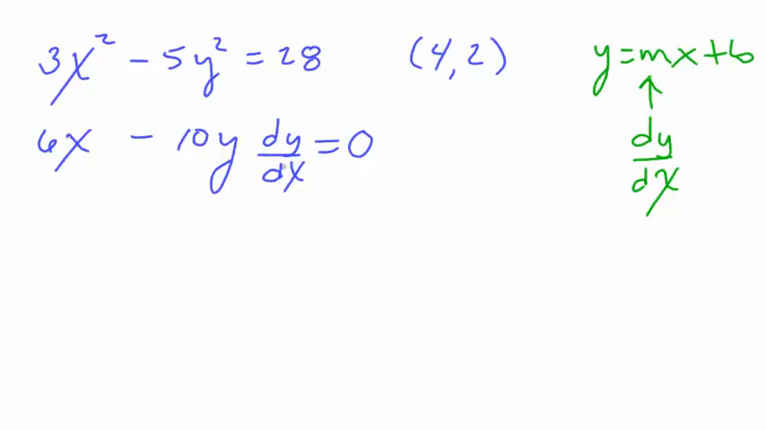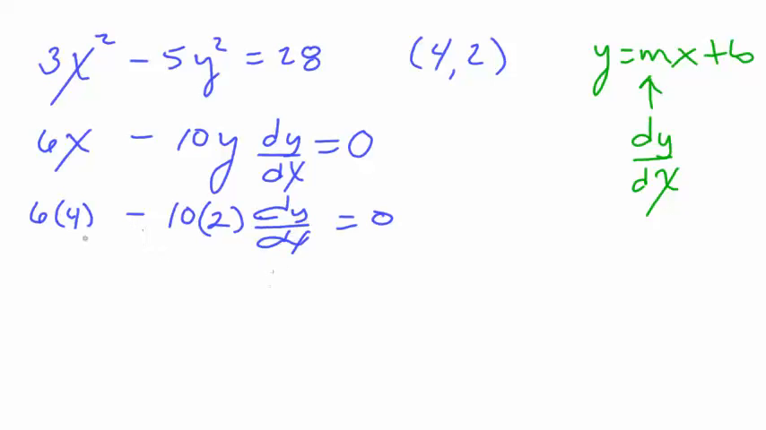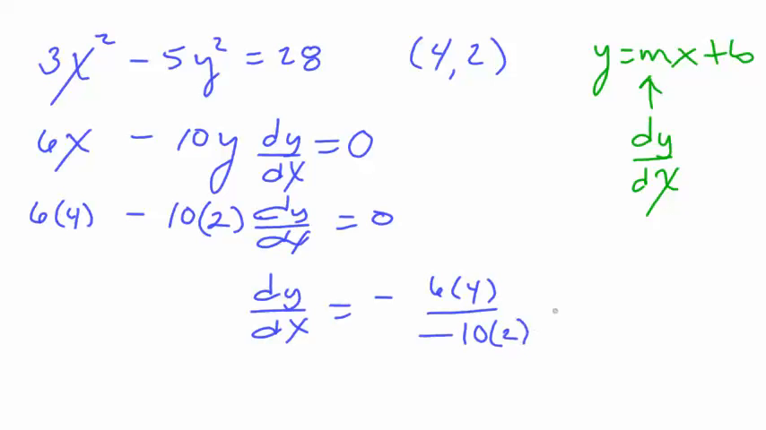Now what we can do, instead of going ahead and solving for dy over dx here, let's just plug in our point (4, 2). So 6 times 4 minus 10 times 2, and then our dy over dx is equal to 0. Now here's something crazy. Let's just go ahead and solve for dy over dx, but now let's not multiply this stuff out. Does that make sense? The reason for that is sometimes when we go to simplify it, it'll be a whole lot easier. We're going to have negative 6 times 4 over, and then of course this is a minus here, so we have to bring that with that, negative 10 times 2.